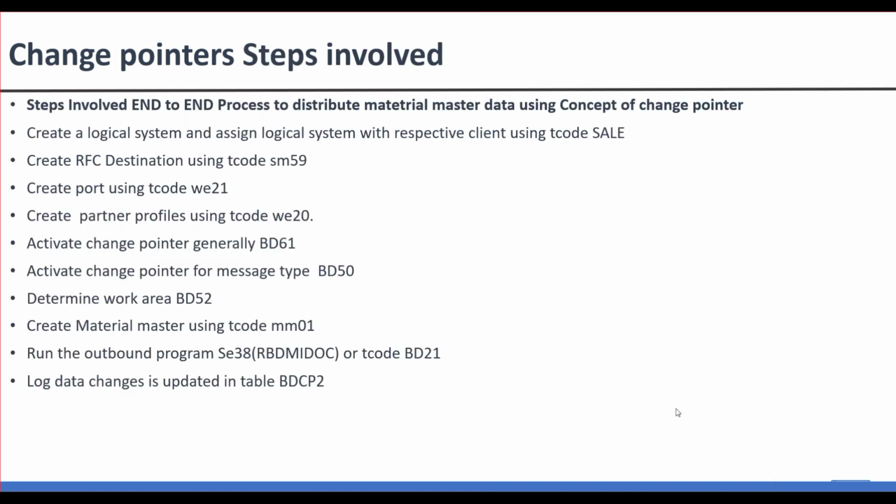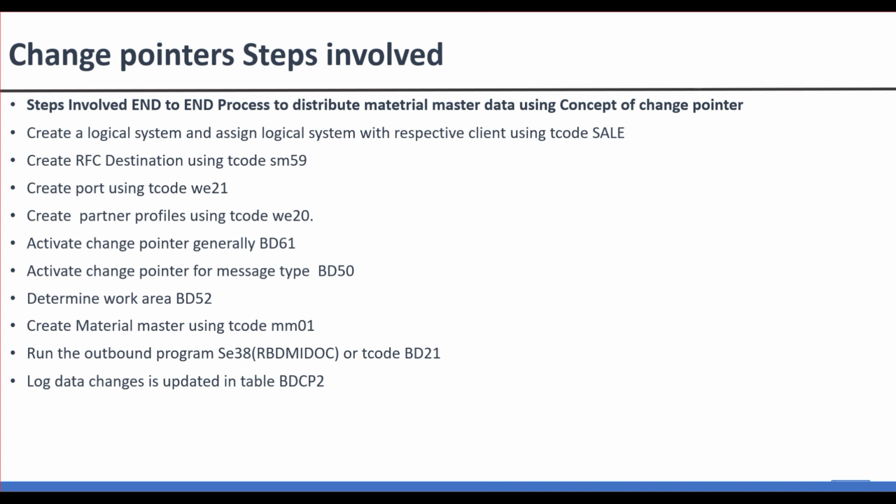Here we can see the end-to-end process. What are the steps involved in using change pointers? First, we define a logical system. Once we define the logical system, we maintain it with respect to client using the T code SALE. Then we define an RFC destination on top of the receiver system using the T code SM59. Then we create a port using the transaction code WE21.